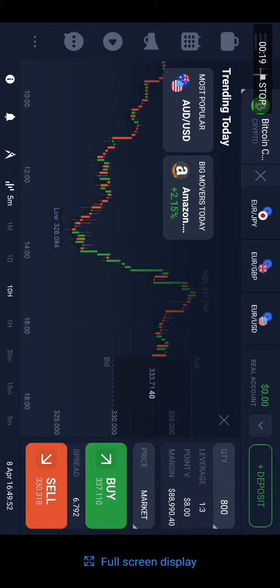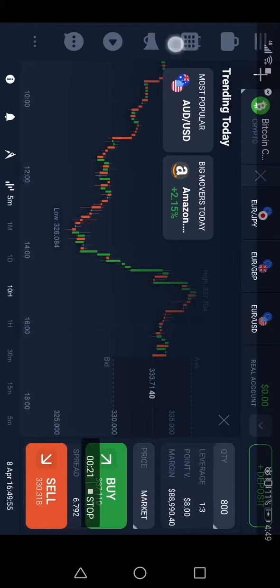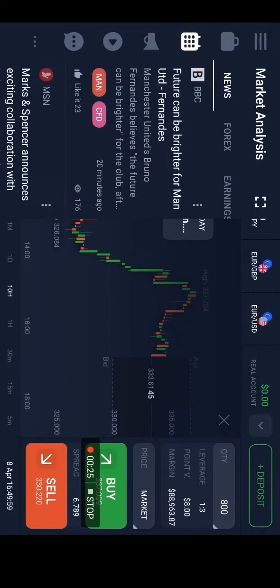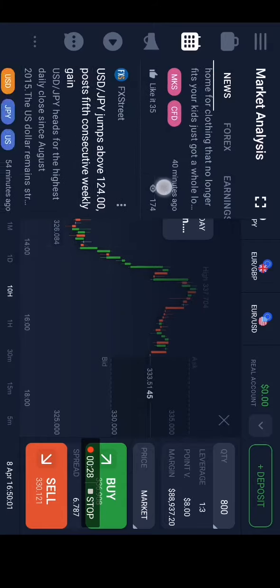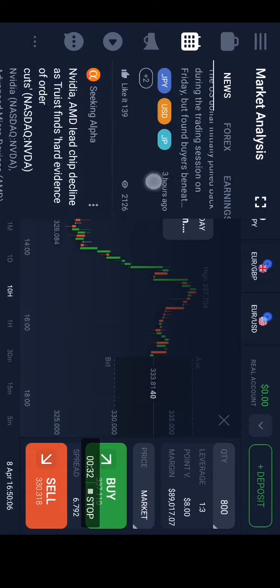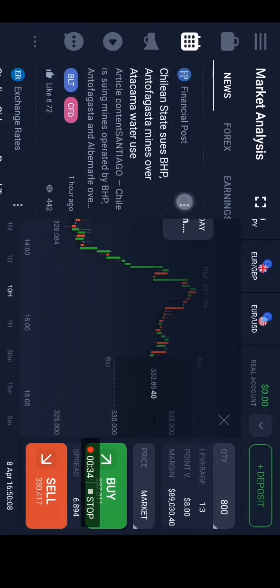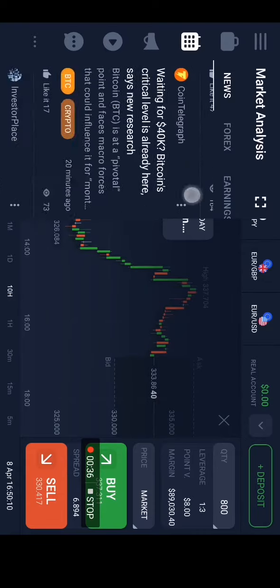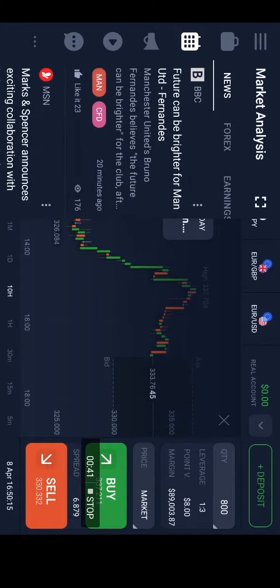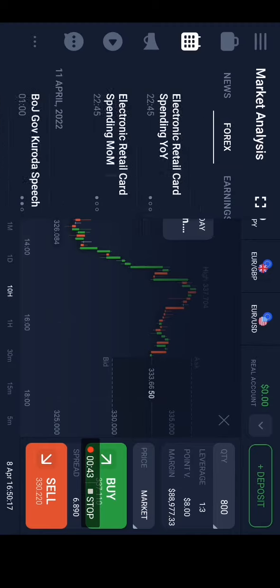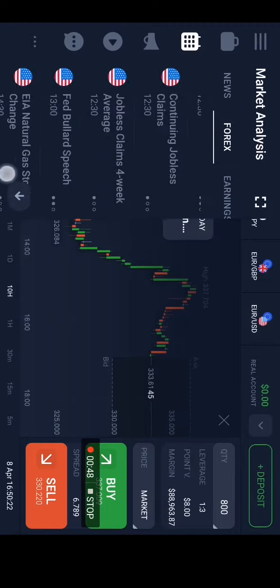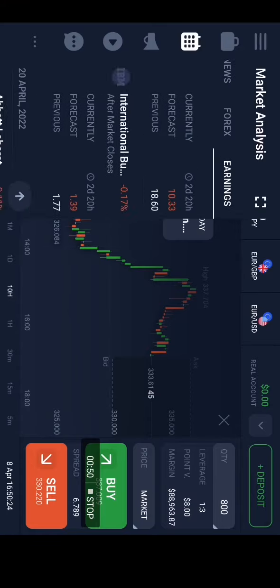Now you have to go to the right here and click on this icon, and as you can see these are the news of the markets. There is a dollar, the Nvidia, and there is a lot of coins, cryptos, stocks news right here. Also you can check the forex. As you can see, this is the market analysis, and there is the earnings.